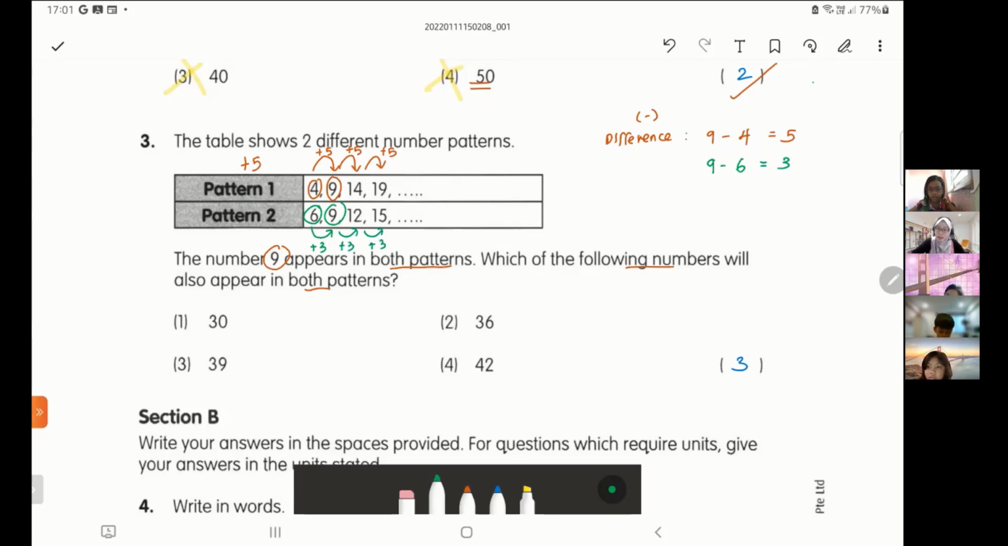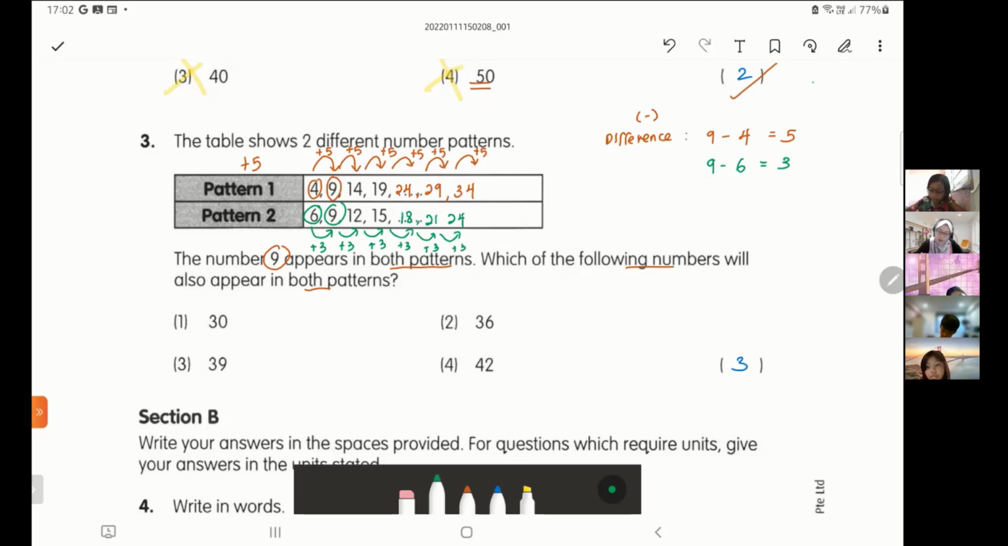So I continue the sequence. I continue the pattern, okay? So from here, I continue plus 5. I get 24. Then I continue another plus 5 and I get 29. I continue another plus 5. Okay, maybe we can stop here, 34. Let's stop at this number first. Now we go on to find the bottom one, plus 3. Okay, 15 plus 3 is 18. I plus another 3, I get 21. I plus another 3, I get 24.